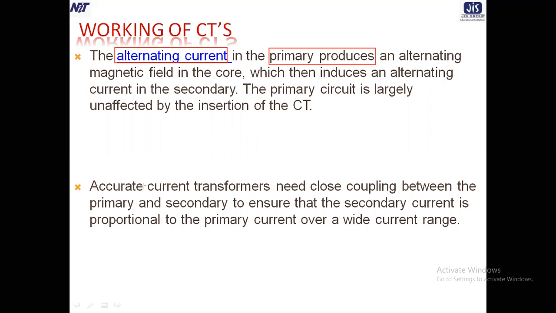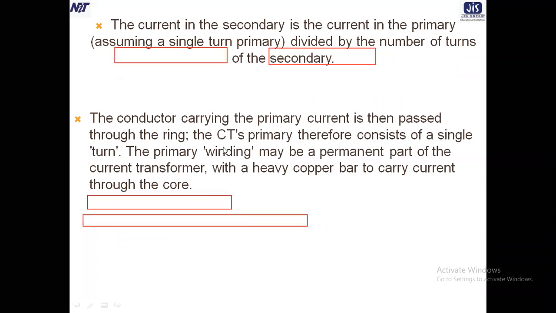Accurate current transformers need close coupling between the primary and secondary to ensure that the secondary current is proportional to the primary current over a wide current range. So accurate current transformers need close coupling between the primary and secondary. Why? To ensure that the secondary current is proportional to the primary current for the wide range. So this is actually the working principle of the CT.